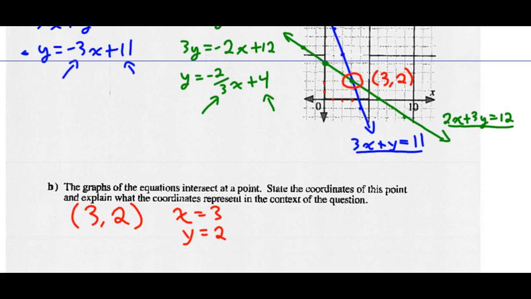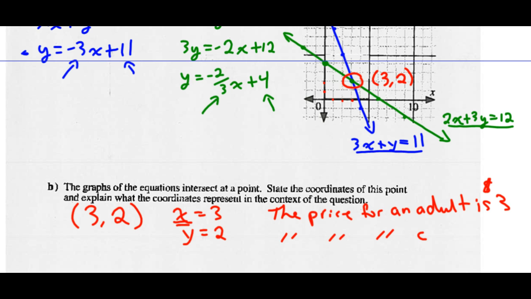What do the coordinates represent? Well, they should represent the price for an adult ticket is $3. That's what x is. Price for an adult, which was x, is $3. And the price for a child, which was y, is $2. All right.